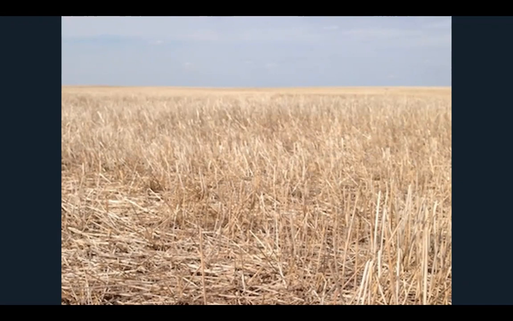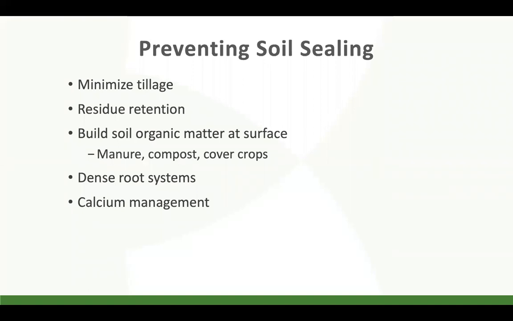Again, what's key is grazing management, avoiding overgrazing, so we don't expose too much bare soil, which can open up the opportunity for those raindrops to cause damage. So ultimately, we're preventing this soil sealing. Definitely, we want to minimize tillage and minimize soil disturbances.